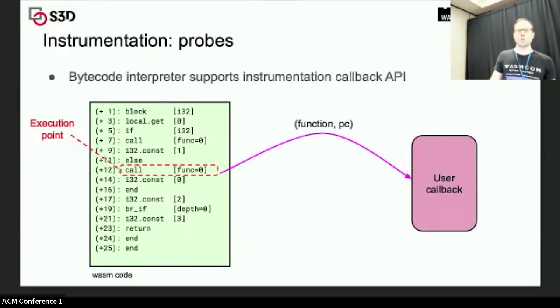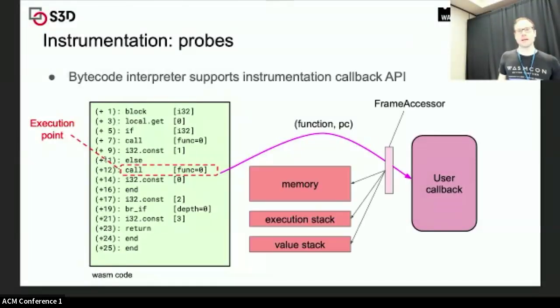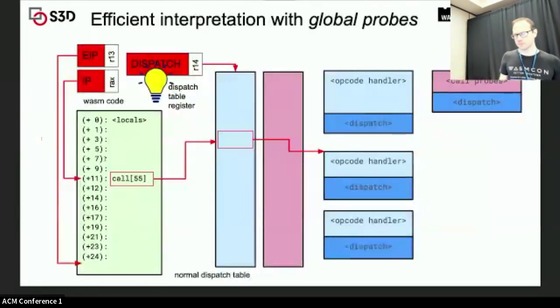But that's not what we call them in Wizard. We call them probes. And the idea is that Wizard is one of the few WebAssembly engines that has an interpreter. Most of them are compiled. And having an interpreter makes it easy to have a callback API for probes. So if we have some WebAssembly code here shown disassembled, but obviously it's a binary format, there's an execution point, and you can get a callback where you are told the function and PC, and the user callback can look into the state of the program through an API called a frame accessor.